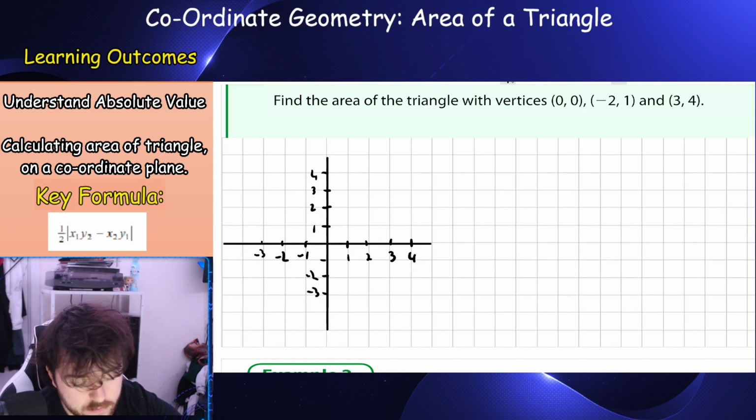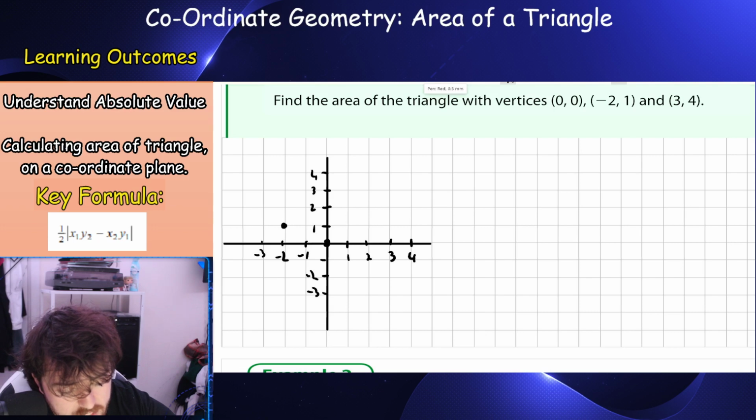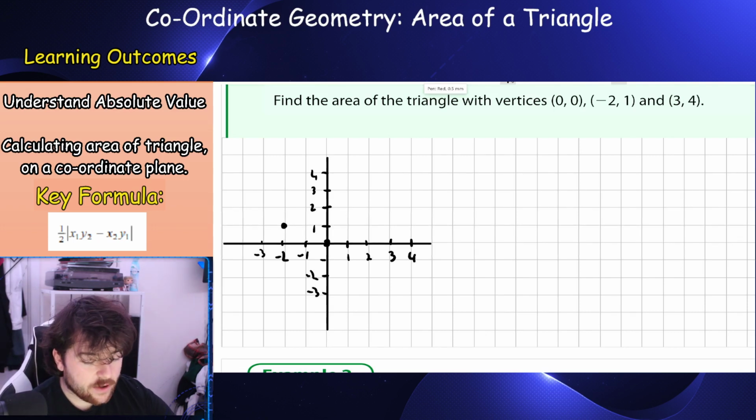So (0, 0), there's my first point. Then minus 2, 1: I go to x is minus 2, then go up to 1. So there's my second point. And then my third point is at (3, 4). So x is 3, y is 4. So that's going to go up here.